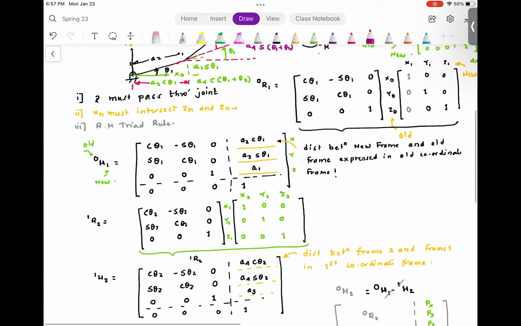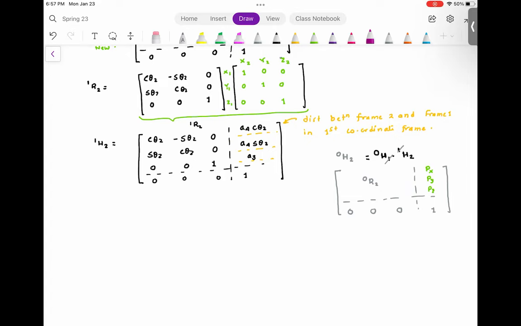And then I formulate this homogeneous transformation matrix for 1 to 2. We finished 0 to 1, so 0H1 is done. Now I need to find out 1H2. Can you see that this is A4 cosine theta 2, A4 sine theta 2, A3. Now I have these two homogeneous transformations, a relationship between the zeroth frame to the first frame, and the first frame to the second frame. When I multiply them together, I get the relationship between the zeroth frame to the second frame.